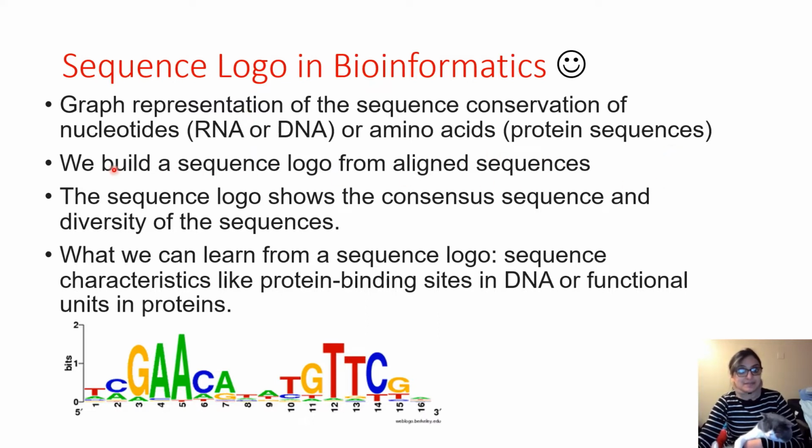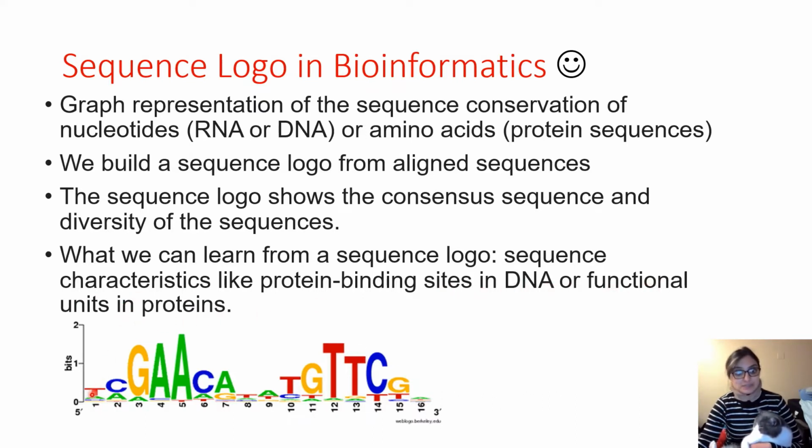So we typically build a sequence logo from aligned sequences. Or we can also get them from a probability weighted matrix, calculating the information content there. But I do that in another video. In this video, we're going to look at it from aligned sequences. In general, the sequence logo shows the consensus sequence and the diversity of the sequences. So from a sequence logo, we can learn sequence characteristics like protein binding sites in DNA or functional units in proteins.